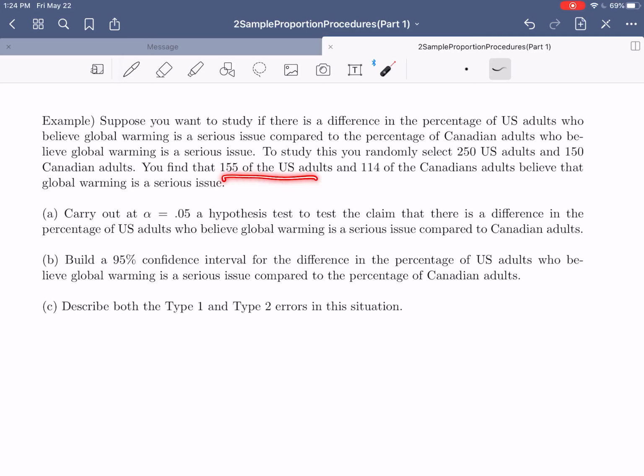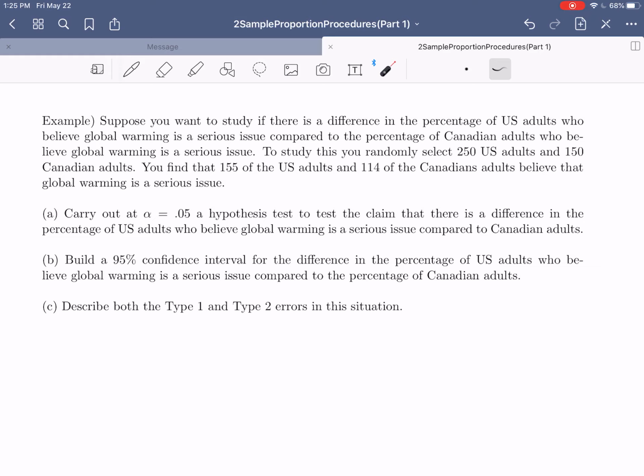You find that 155 of the US adults and 114 of the Canadian adults believe that global warming is a serious issue. What we want to do is carry out, at alpha equals 0.05, a hypothesis test to test the claim that there is a difference in the percentage of US adults who believe global warming is a serious issue compared to Canadian adults.